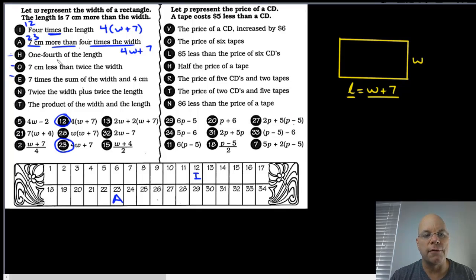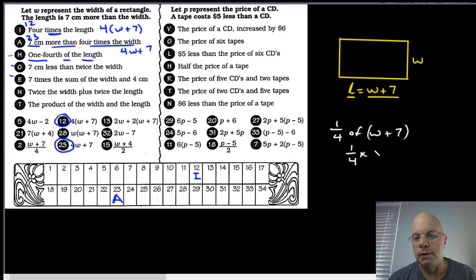Okay, H says 1/4 of the length. So 1/4 of the length. I don't want to try to squeeze these all in here, so I'll do this one on the side. 1/4 of the length, which is W plus 7, is 1/4 multiplied by W plus 7. And this is where it could potentially get a little tricky, because when you look down here, you won't see that expression. That doesn't mean my expression is wrong. It's 1/4 multiplied by W plus 7.